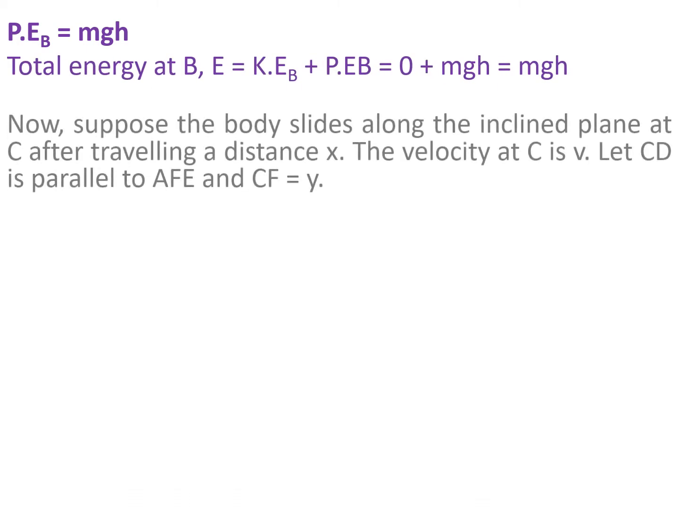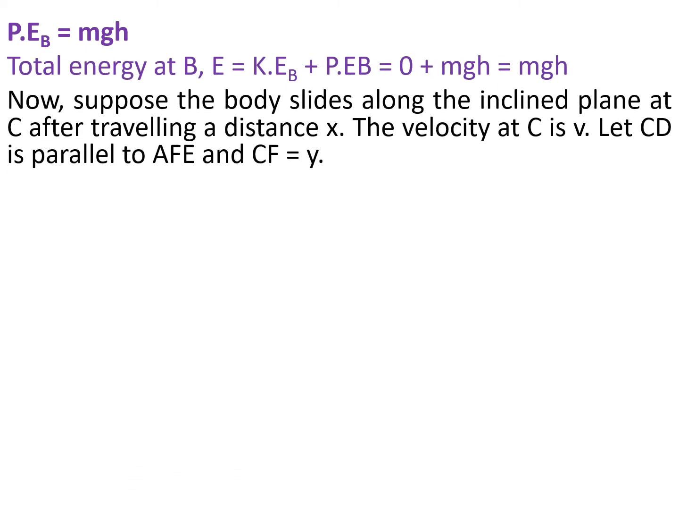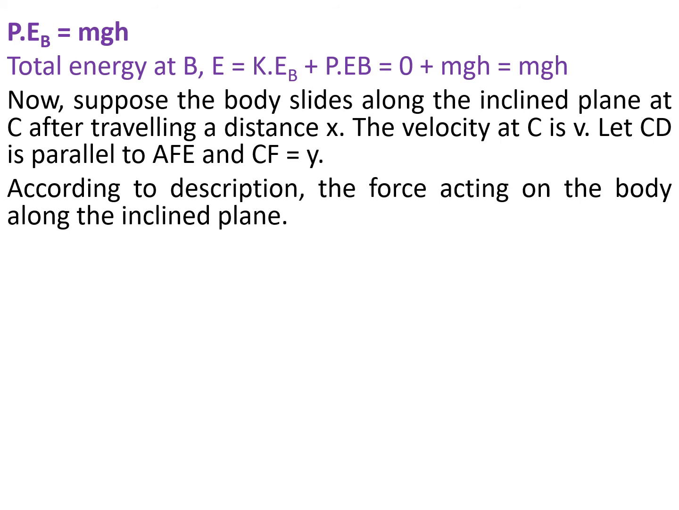Okay, total energy is mgh. Now suppose the body slides along the inclined plane and reaches C after traveling a distance x. The velocity at C is v. Let CD be parallel to AE and CF equal to y. For understanding, you have to look at the figure again.